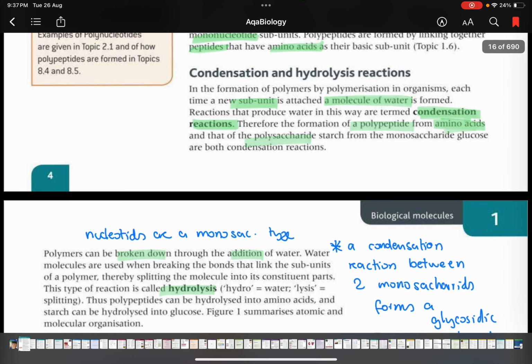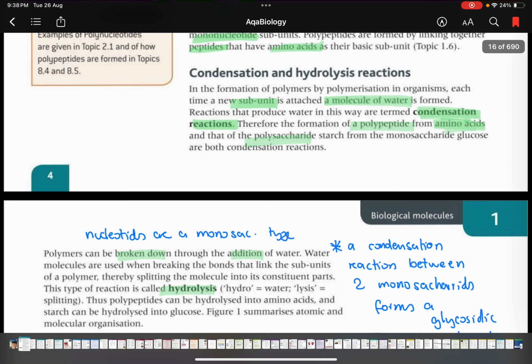Next, we have condensation and hydrolysis reactions, and this is actually pretty fun to learn about. In the formation of polymers via polymerization, each time a new subunit is attached, a molecule of water is formed. Now let's just break this down quickly. Essentially, when your monomers form bonds with each other in order to form a polymer, every single time a bond is formed between two monomers, one molecule of water is produced, or formed, essentially.